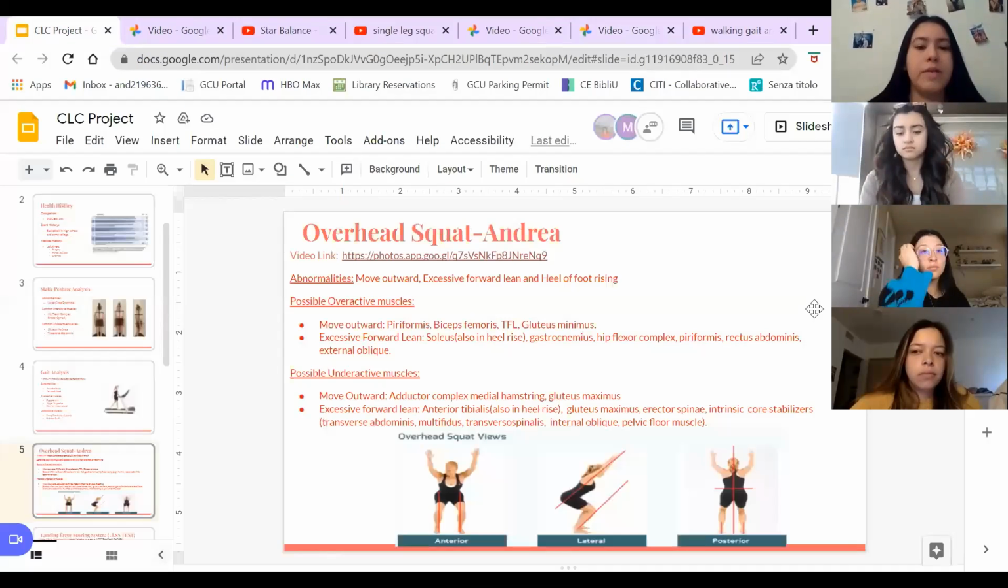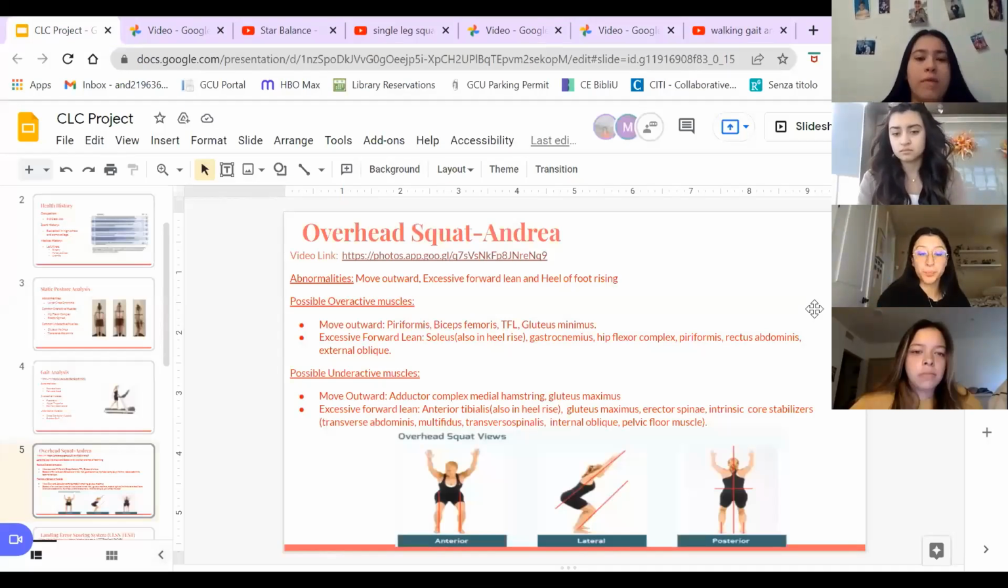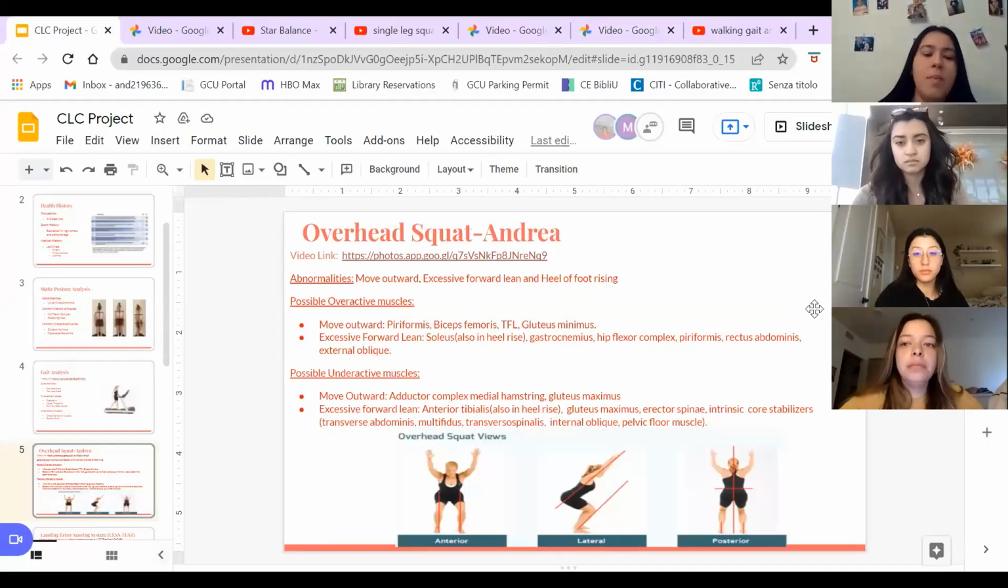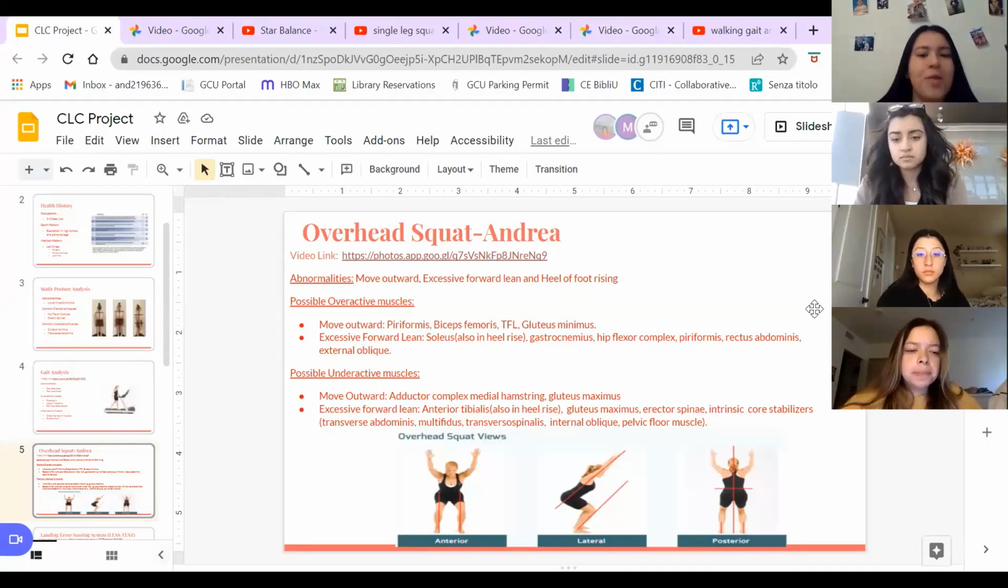The abnormalities pointed out in the video were the moving outward of the knee, excessive forward lean, and the heel of the foot rising. Possible overactive muscles would be the piriformis, the biceps femoris, and the gluteus maximus. Excessive forward lean and the rising heel have the soleus as a possible overactive muscle in common, but forward lean also has the gastrocnemius, hip flexor complex, piriformis, and erector spinae.